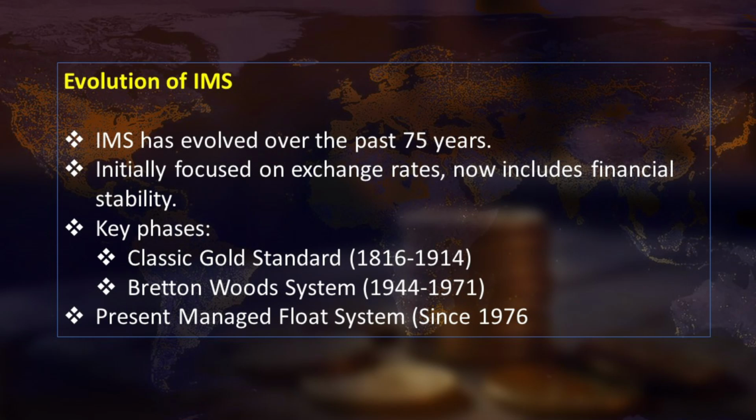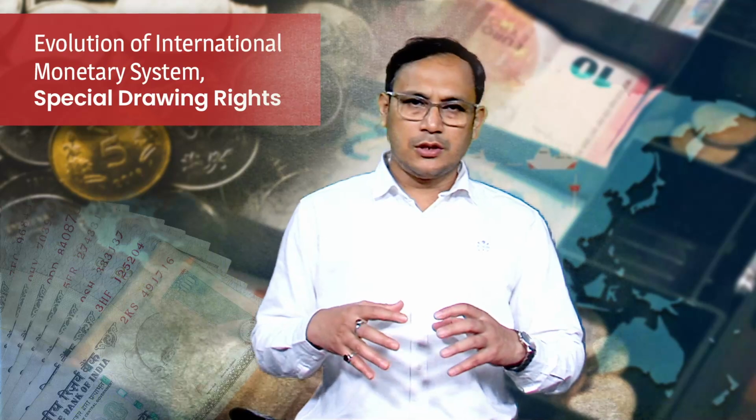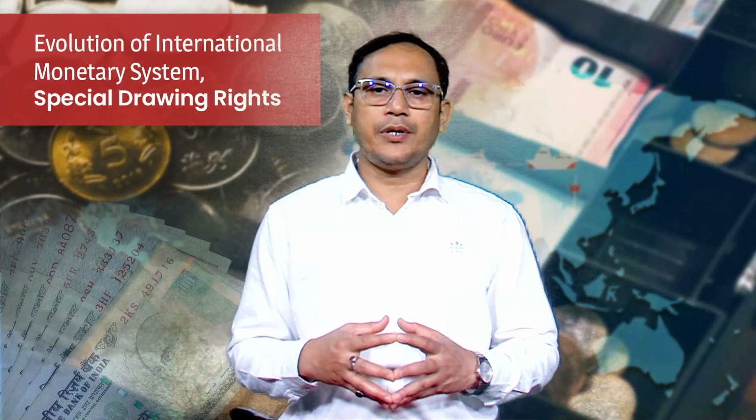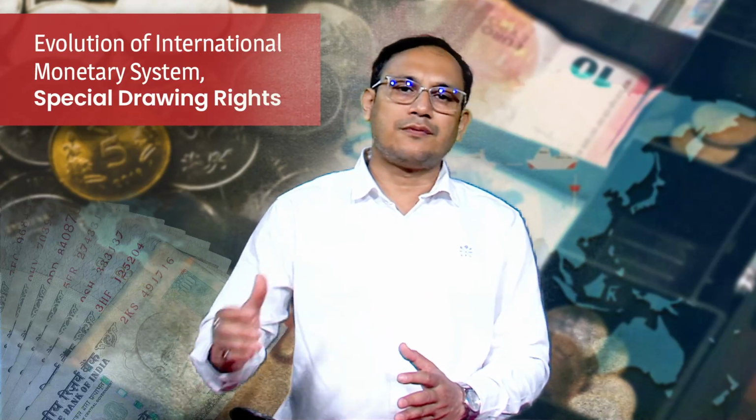When we are talking about the international monetary system and its evolution over the years, we have to start with the classical gold standard, which prevailed in international trade from 1816 to 1914. This is considered to be the first phase of the international monetary system. Since this is the first phase, it was initially adopted by a few countries, and later it was accepted globally.